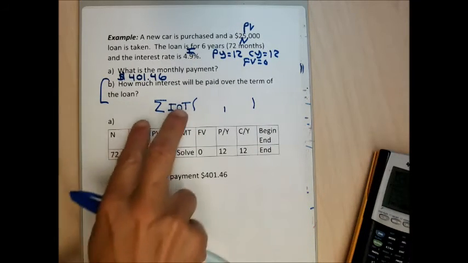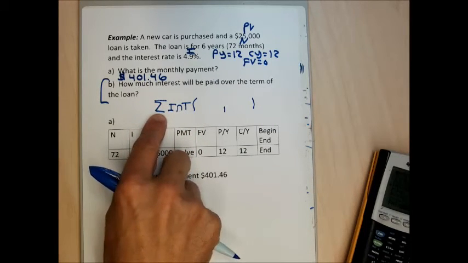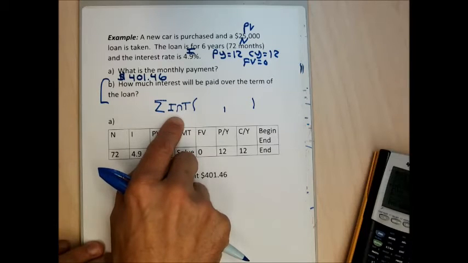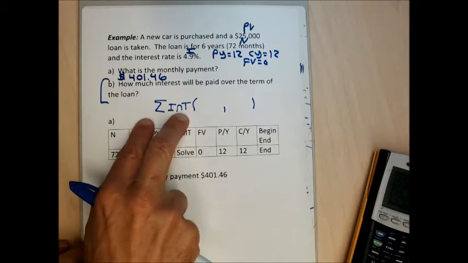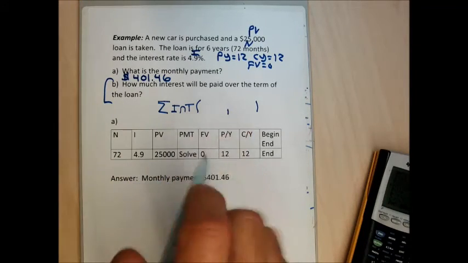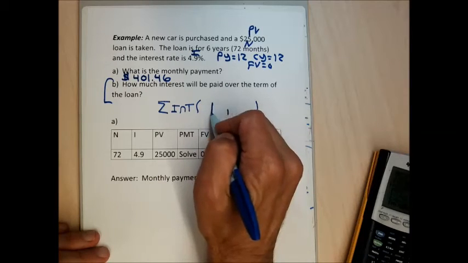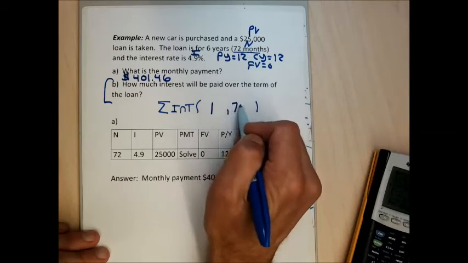I'm going to need to find this on my calculator. This means add up or sum. The INT means the interest. And I'm going to need to tell my calculator to add up the interest from the first payment to the last payment. And the first payment is payment number 1. The last payment, because there's 72 payments, is payment number 72.